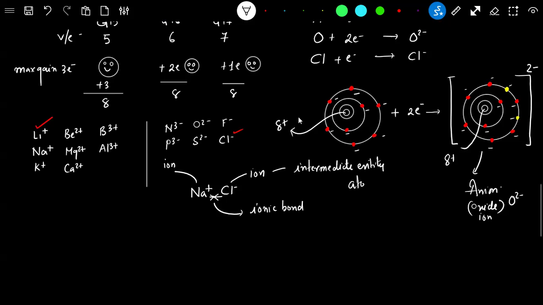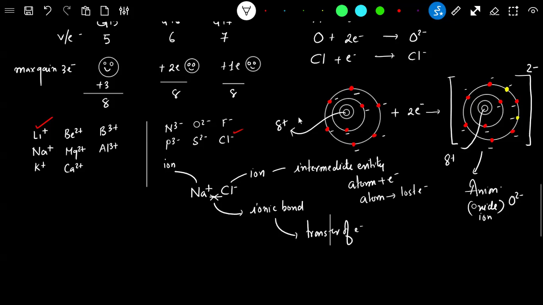Intermediate entity after an atom has either gained an electron or the atom has lost an electron. इसको हम बोलते हैं gain करेगा तो anion बनेगा, lose करेगा then it will form a cation. Okay, and then the bond is known as an ionic bond. What is an ionic bond? A bond that is formed due to transfer of electron.